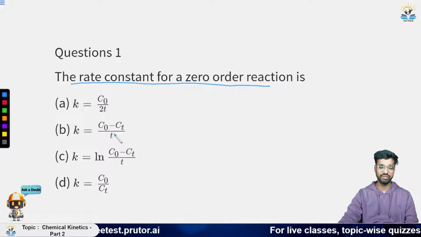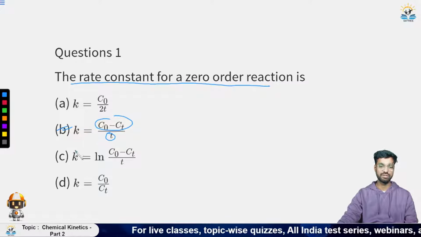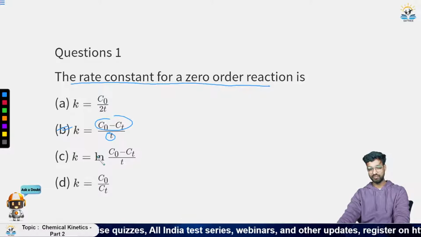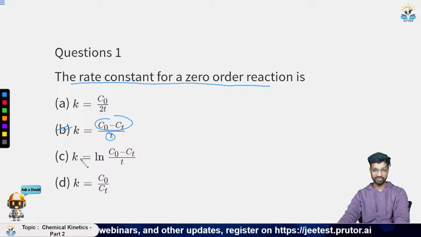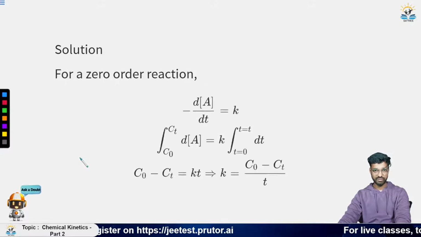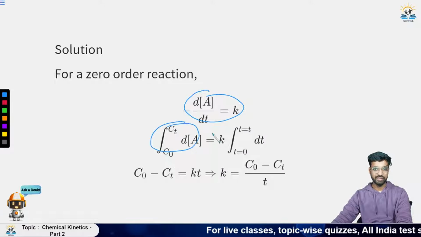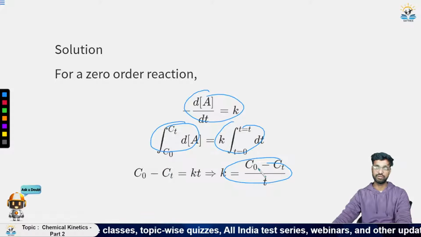So you know it very well. We have derived it also. It is C naught minus Ct by T. So this is our answer. You might be saying, why did I put an easy question? I put an easy question so that you can remember the formula, because in this chapter we have many formulas for each and every order of reaction. The same thing is done in the derivation. We took this, then we integrated it, and we got our final answer as K is equal to C naught minus Ct by T, where C naught is the initial concentration and Ct is the concentration at time T.